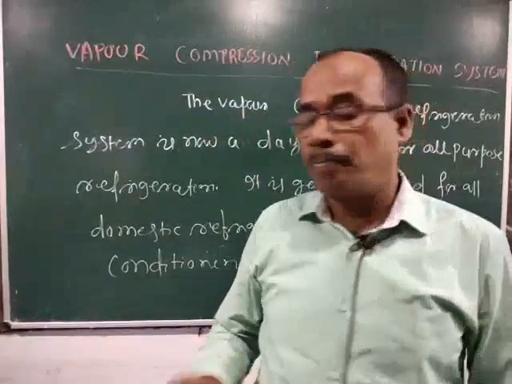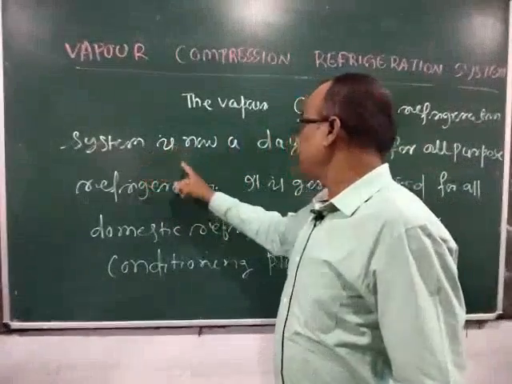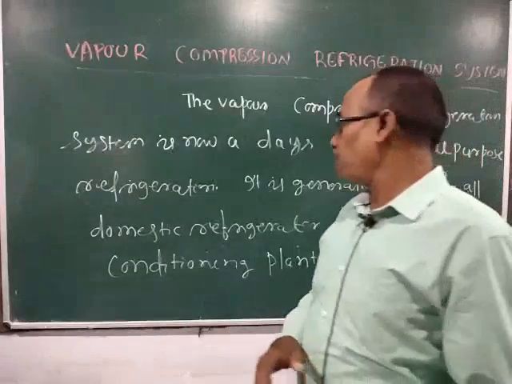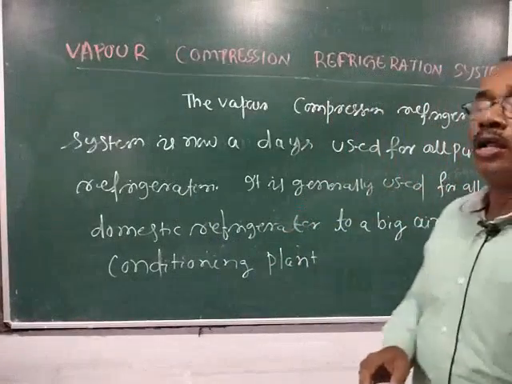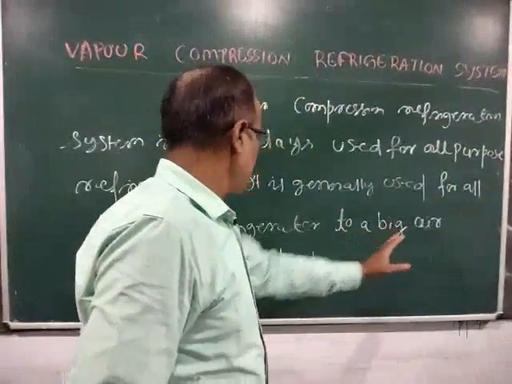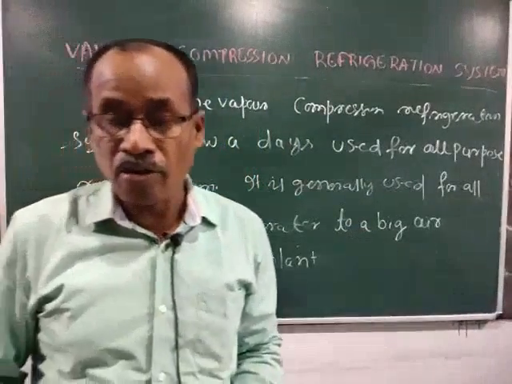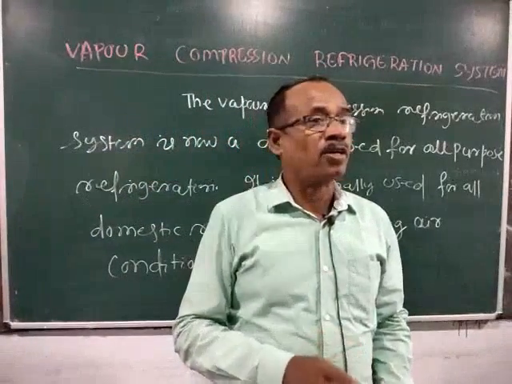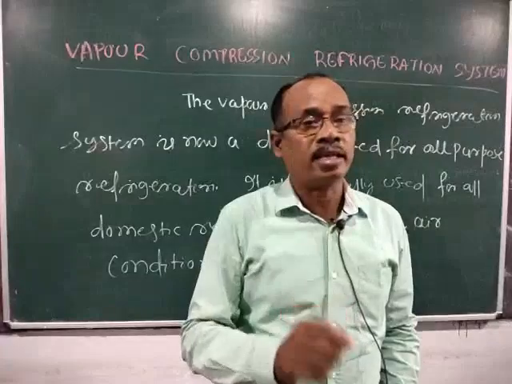Generally, the vapor compression refrigeration system is nowadays used for all purposes of refrigeration. It is generally used for all domestic refrigerators to a big air conditioning plant. Now, I will discuss what is vapor compression refrigeration cycle with neat sketch.